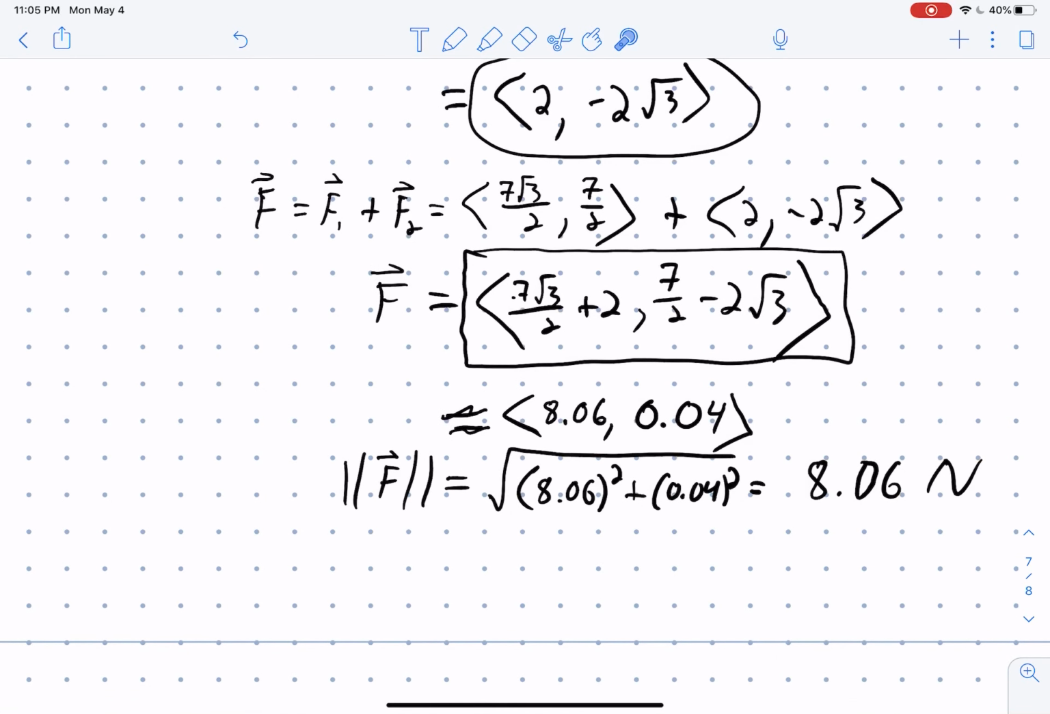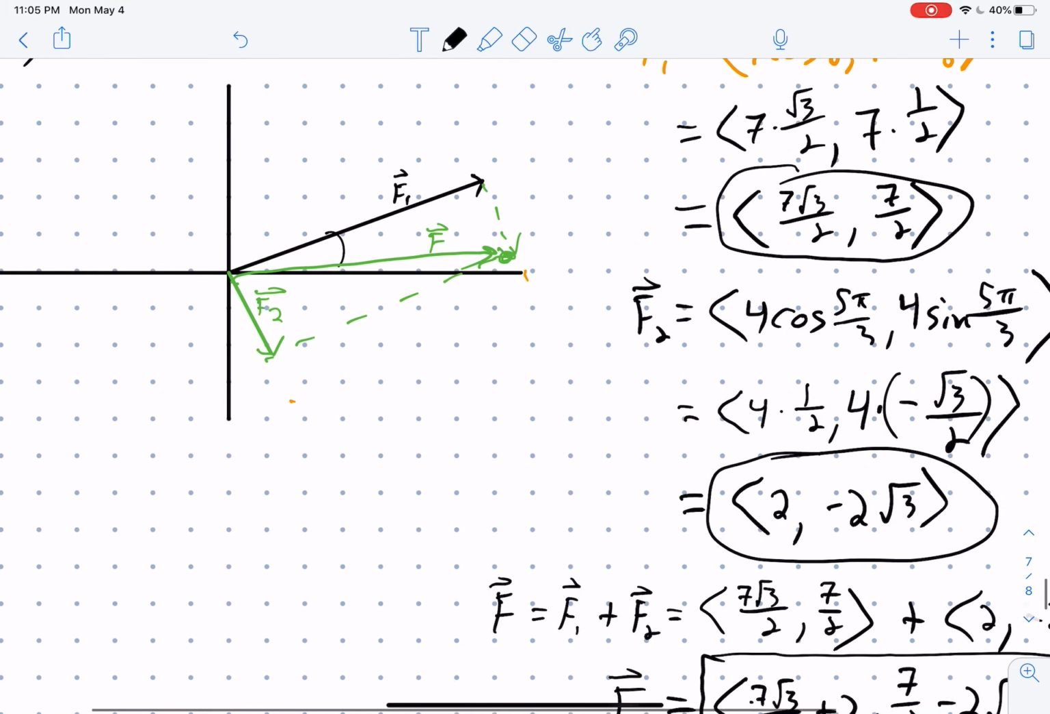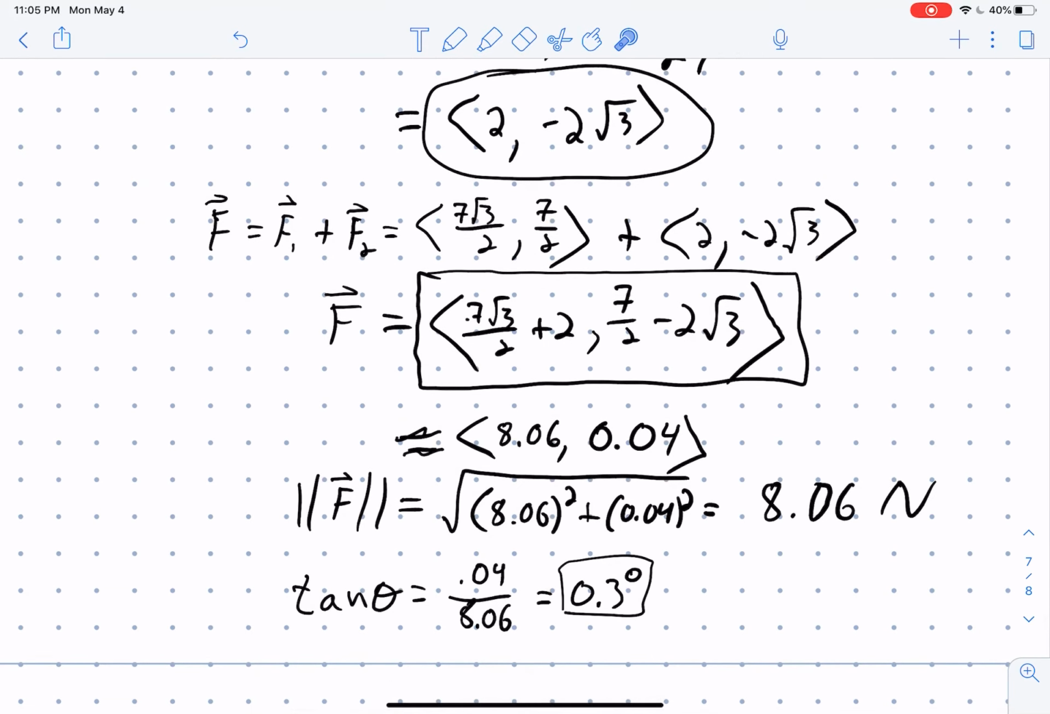And then, of course, we can do a similar thing for the angle if we say that the tangent of theta is equal to 0.04 over 8.06. If we get this in degrees, since that's where my intuition works better, this is a 0.3 degree angle. You can see that this is a very small positive angle, and that corresponds with our picture here. All right, what was our final answer? Our final answer was this. This is our F, and that's how we can use vectors to talk about combining forces.